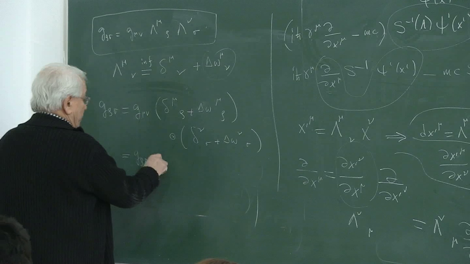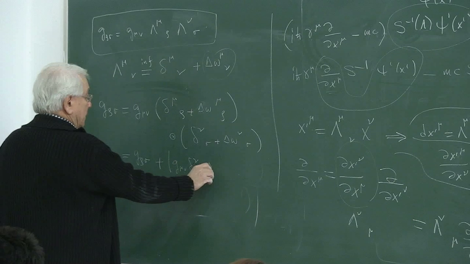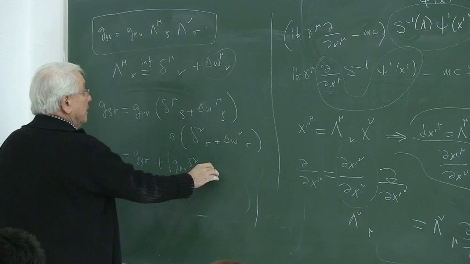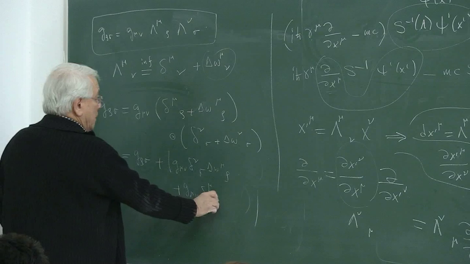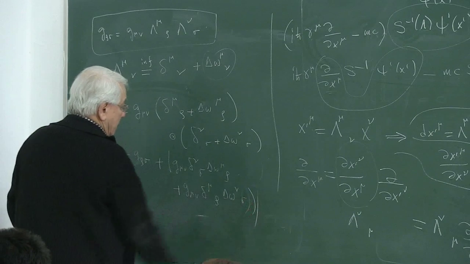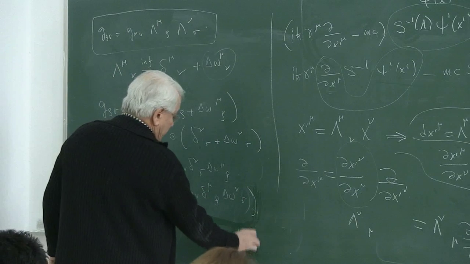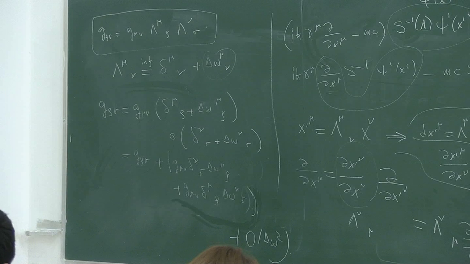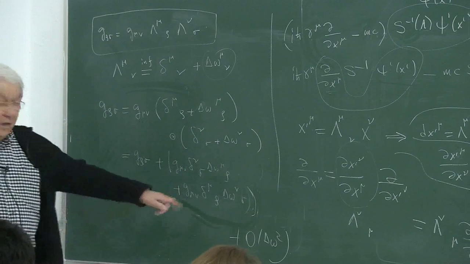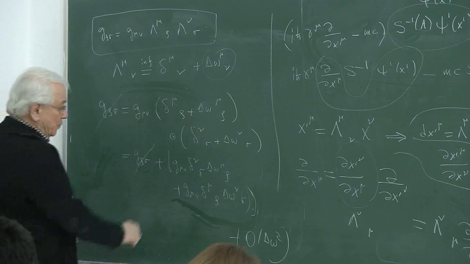And I have the cross terms. Let me write the cross terms carefully. g mu nu delta nu sigma delta omega mu rho plus g mu nu delta mu rho delta omega nu sigma plus quadratic terms. We are doing infinitesimal calculus, right? In the infinitesimal calculus, we retain only the first order terms. Second order terms, that is this times that, the last term, we drop. That cancels that, and this cross term should be equal to zero.